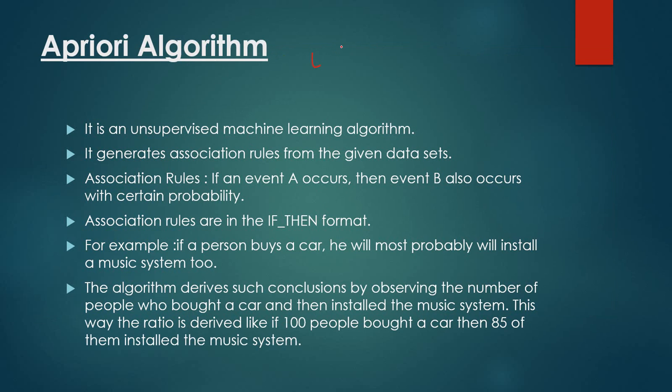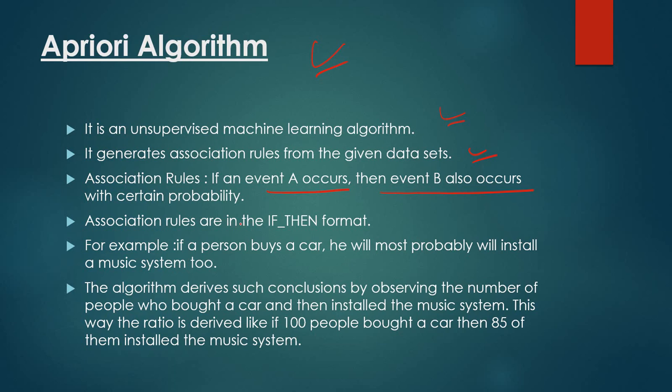And then the a priori algorithm, a very classical algorithm in machine learning. It is one of the unsupervised machine learning algorithms. It generates association rules from given data. What is an association rule? It is something like this: if an event A occurs, then event B also occurs. So we associate a certain probability with it: if event A occurs, what's the probability of B happening?